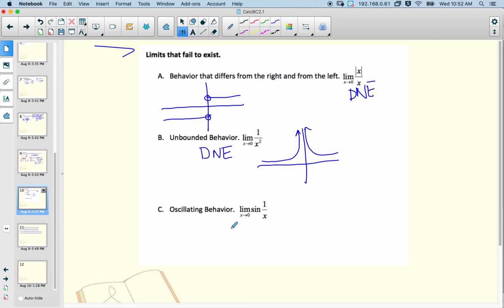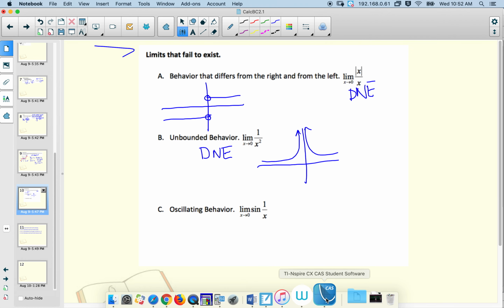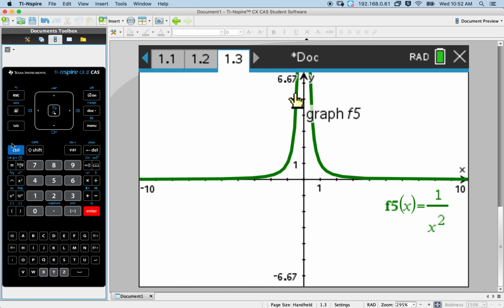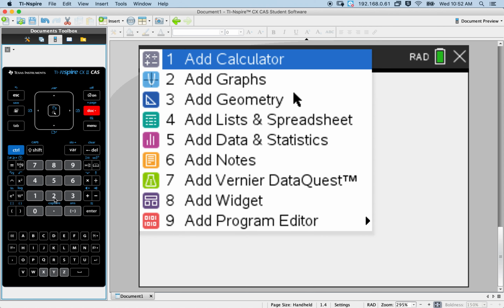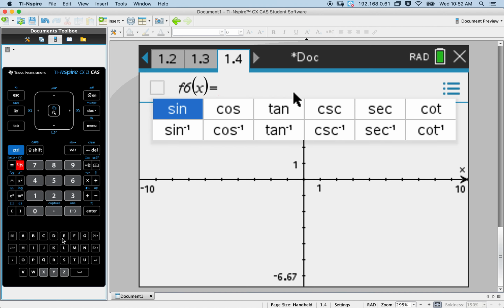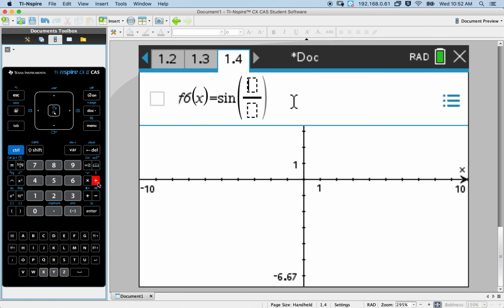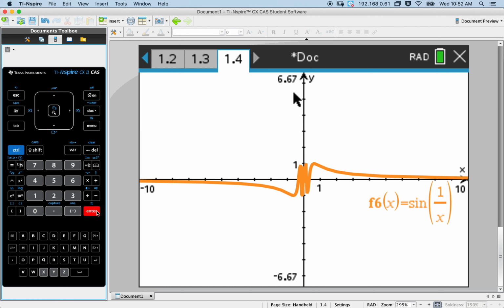Okay, and then the last limit that does not exist, we're going to look at oscillating behavior. Oscillating is an up-down behavior. So let's do sine of 1 over x. You could do graphs one on top of each other if you are using your own calculator, but just so it's not confusing, I'm going to make new pages, but you don't have to. Okay, sine of 1 over x. Let's take a look at that.